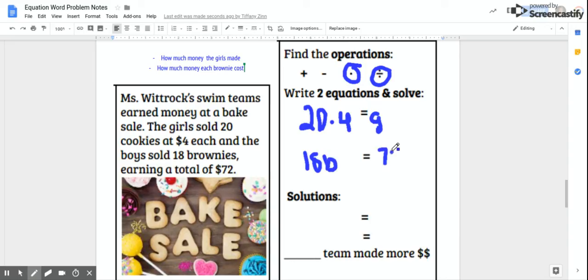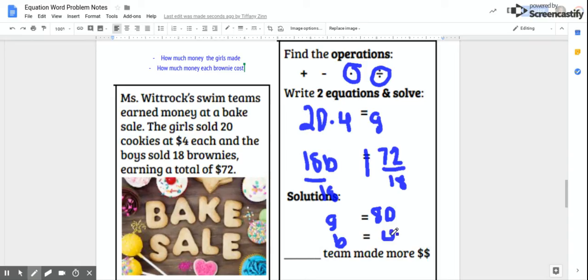So now let's solve. The girls made $80 because 20 times 4 is 80. And then the boys, we actually have to do some work. The inverse of multiplying by 18 is to divide by 18. And it should be an equal number because we took this out of the textbooks, and they try to make things as nice and neat as possible. So 72 divided by 18 is 4. So each brownie cost $4.